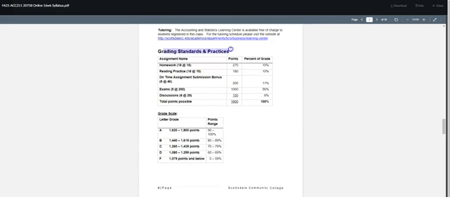Under Grading Standards and Practices, you will see the point structure of the course. Total of 1,800 points are possible. The number of points that you earn will determine your course grade. 90 to 100% of the course points earned will earn the letter grade of A. 80 to 89% of total possible points earned will earn a letter grade of B, and so on and so forth. Okay.